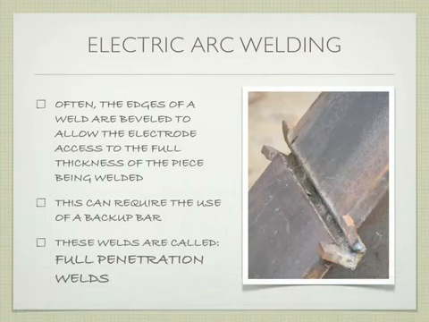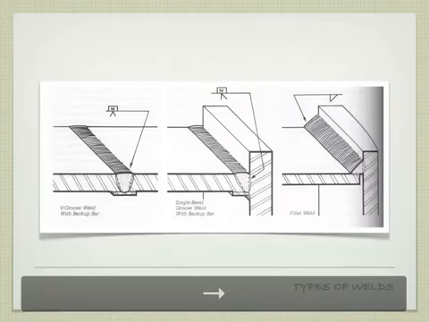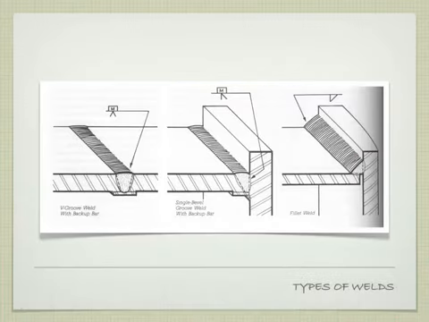Often the edges of a weld are beveled to allow the electrode to penetrate the full depth of the weld. If that's the case, sometimes they'll use a little backup bar, a little extra piece of steel that helps you make this joint and keeps the ability to go the full penetration. We'll talk a lot about full penetration welds, and I'll show you some drawn examples in just a second to make it a little clearer. A full penetration weld is stronger than a partial penetration weld, because the weld material goes the full depth of the two pieces you're trying to join together.